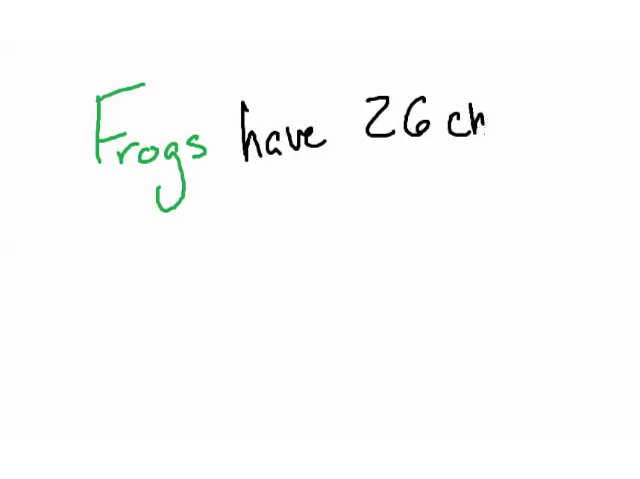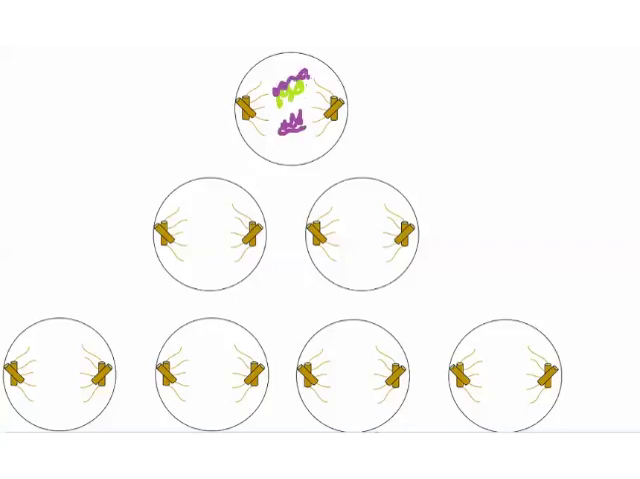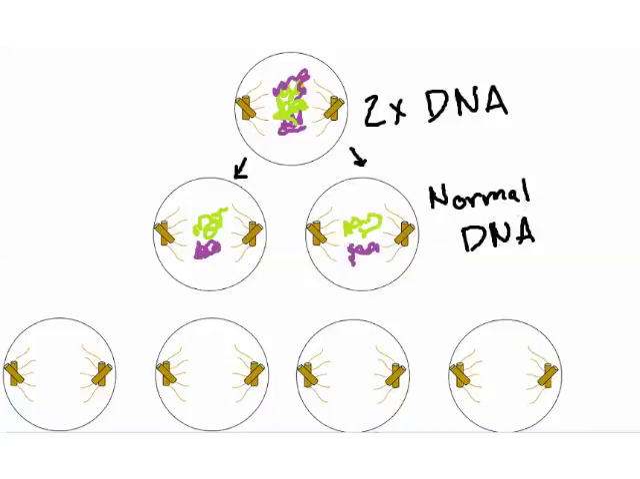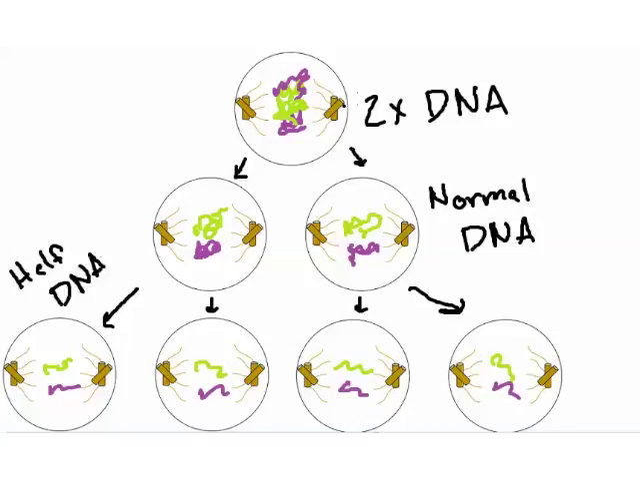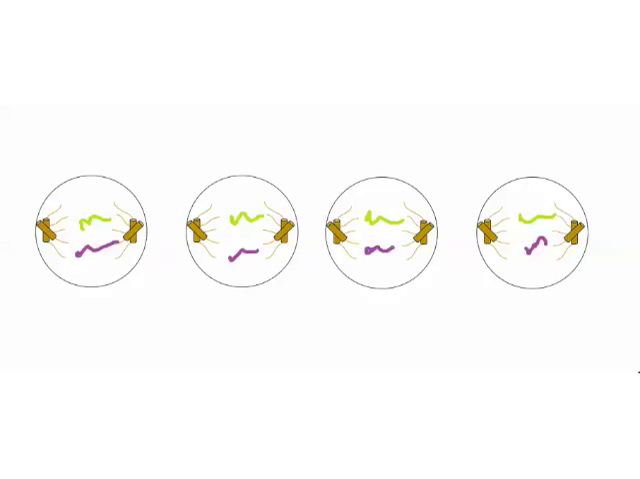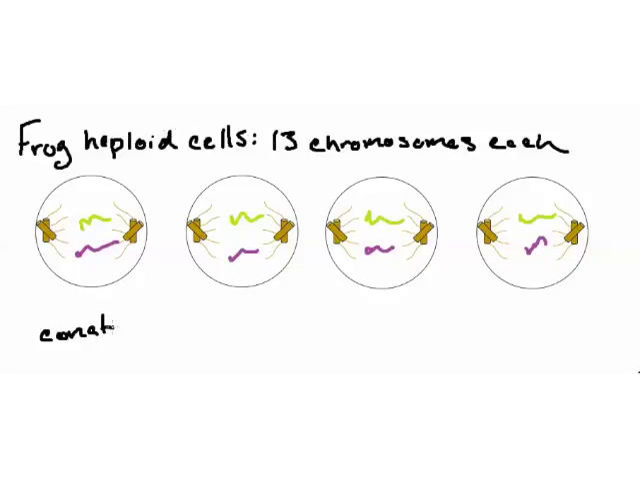For example, frogs have 26 total chromosomes, or 13 pairs. So, in interphase 1, when the DNA is copied, the main cell temporarily has 52 chromosomes. After cytokinesis, each cell has 26 chromosomes, and after cytokinesis 2, each cell has 13 chromosomes. So, when the haploid cells combine, 13 plus 13 will equal the total 26 chromosomes in a normal diploid cell.